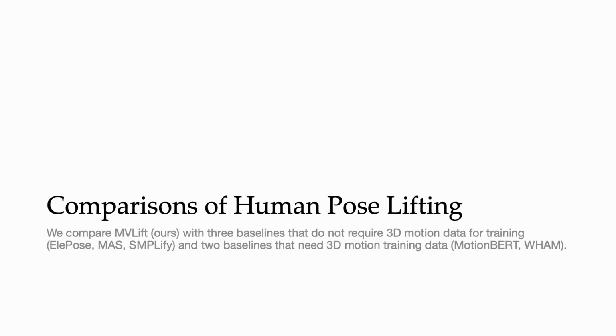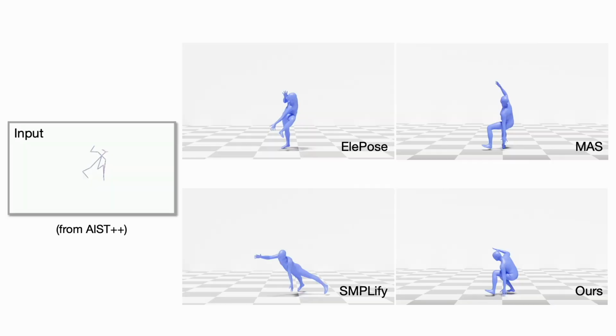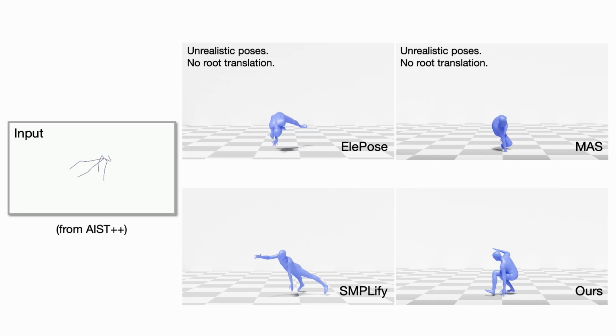Next, we show some comparisons of human pose lifting. First, we compare MVLift with 3 baselines that do not require 3D motion data during training. As shown in the video, Pose and Mass produce unrealistic poses and cannot predict root translation, while Simplify generates motions with sudden changes in depths and poses. Our results showcase more realistic human motions.